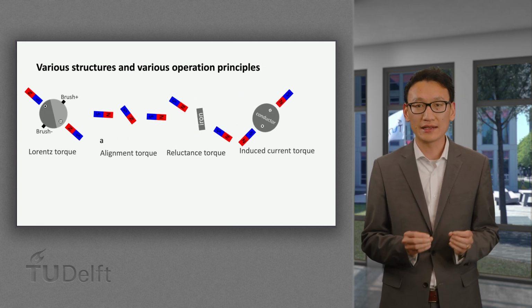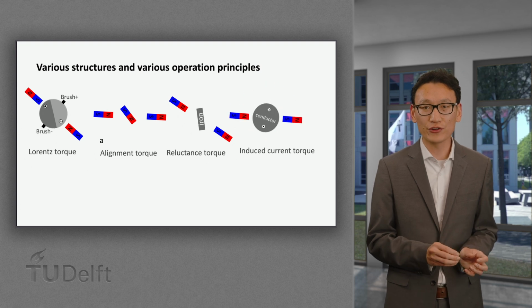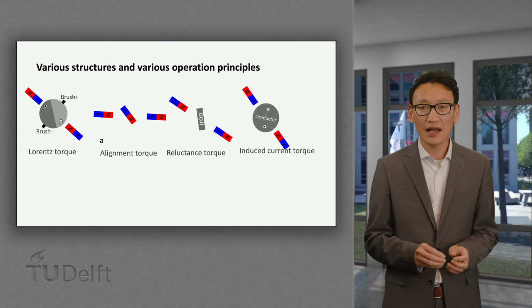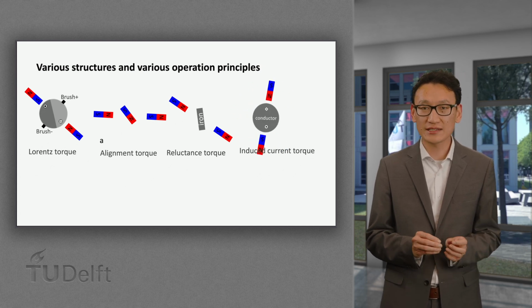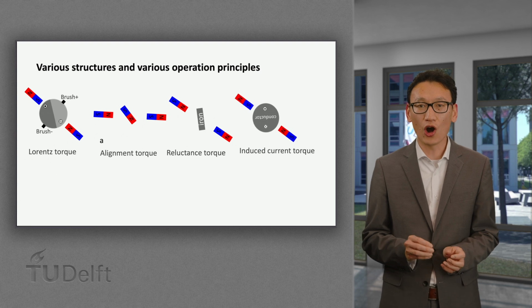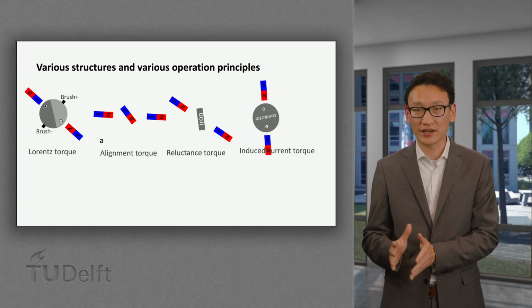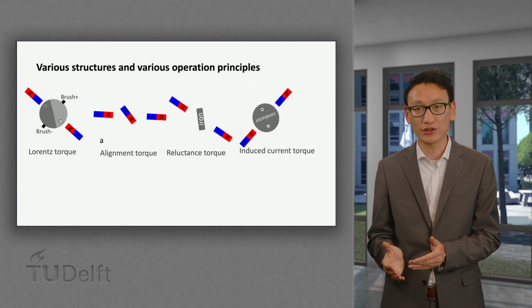The final one is based on the induced current, where the rotating magnetic field from the stator induces a voltage and current in the rotor, and the interaction of induced current and the magnetic field produces torque in the motor. In order to have induced current, the rotor should rotate at asynchronous speed. That is to say, the rotor speed should be different from the synchronous speed.